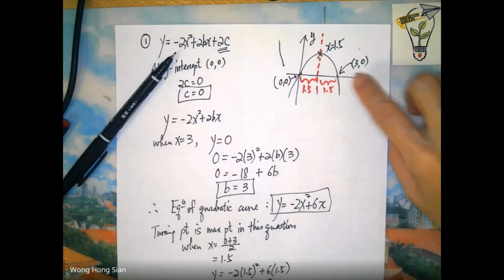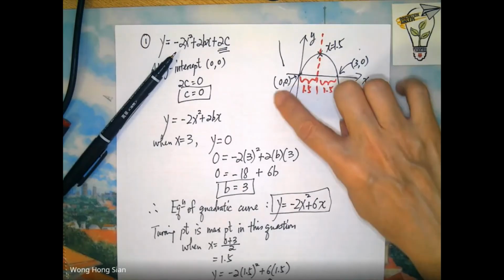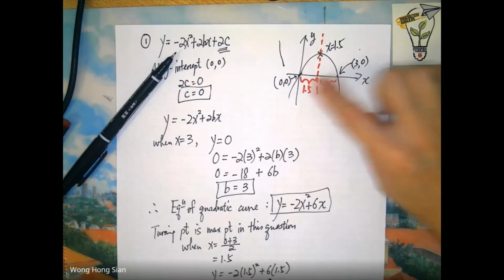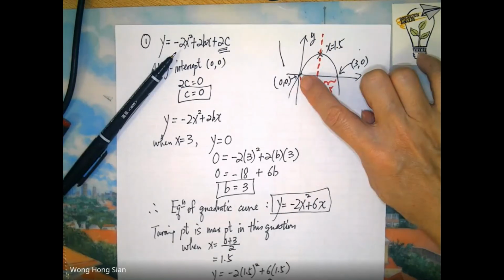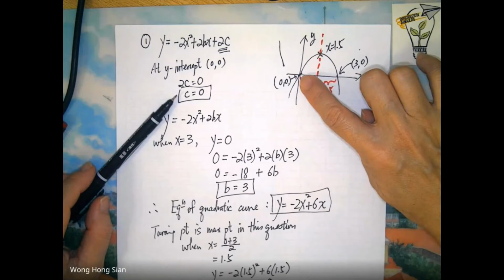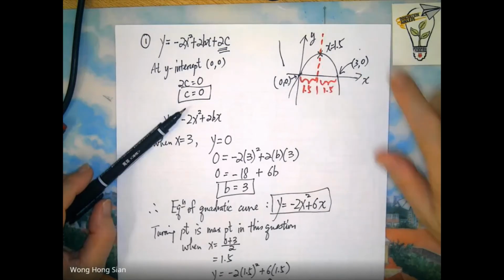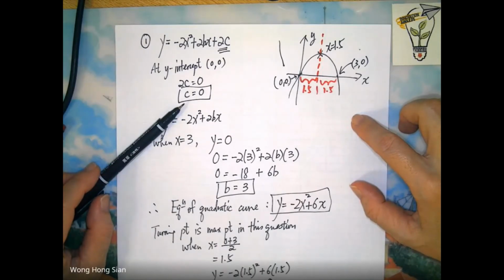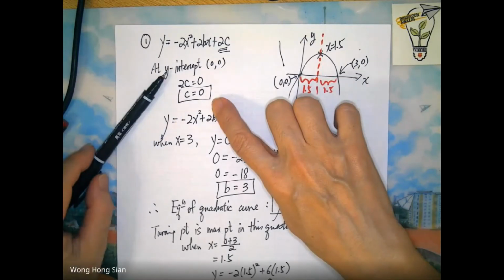The graph is given to be (0, 0) and (3, 0). So when it's 0, 0, it means it cuts the y-axis at 0. So when it cuts the y-axis at 0, we can see that C is 0. So C equals 0. Our C can be determined very easily because it is determined by the y-intercept. Got it?